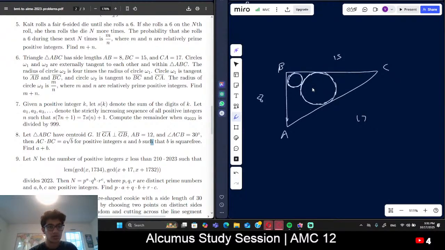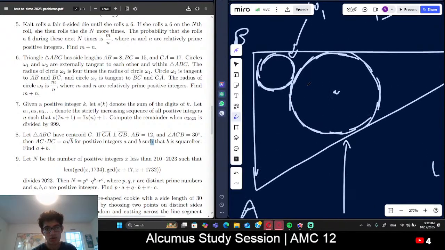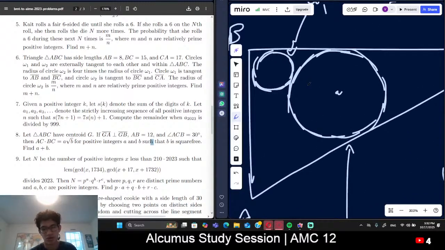Let's proceed from here. The radius of circle omega 2, so this is omega 2, this is omega 1, is 4 times the radius of the smaller one. Omega 1 is tangent to AB and BC, and this one is BC and AC. Perfect. Oh, okay, so we have to find the radius. Fine, that should not be, no, I don't know why I'm saying that. It could be very difficult. But if we do something like this and then something like this, will this make our work easier or harder?